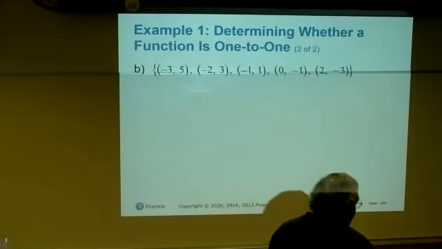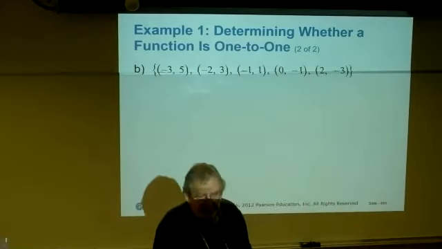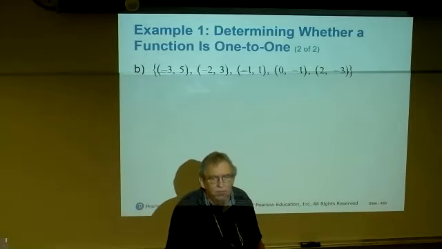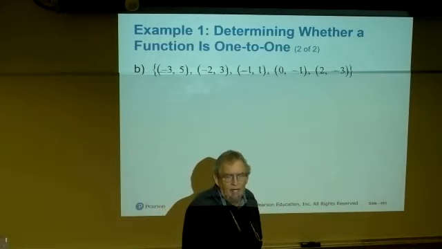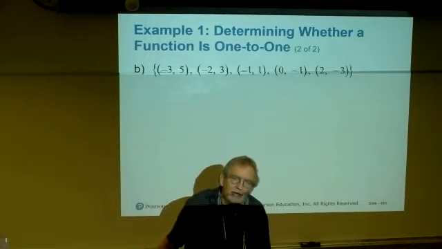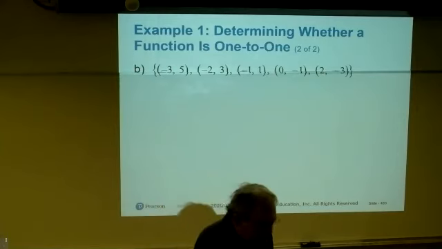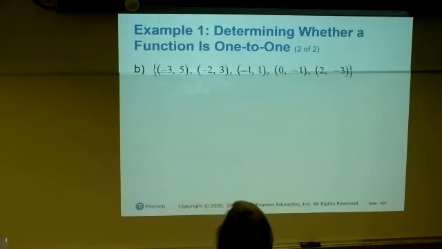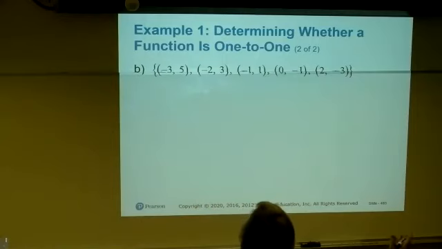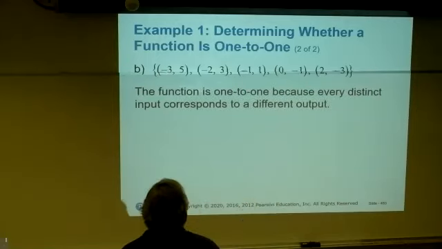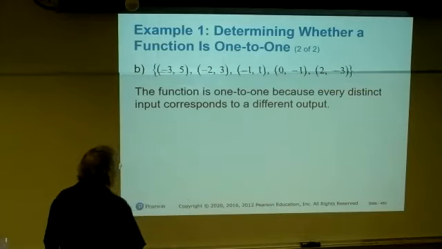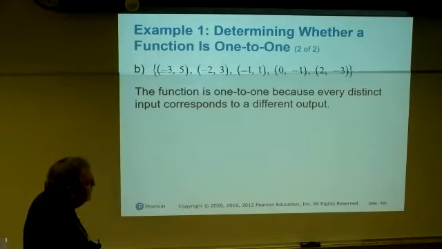So I'm looking not only at whether it is a function, do each x value go to only one y value, but does each y value have only one x value that comes to it? In other words, it's a set of monogamous pairs. The function is one-to-one because every distinct input corresponds with a different output.